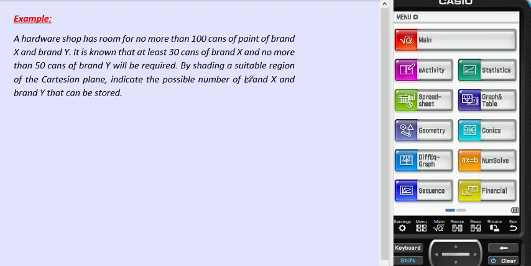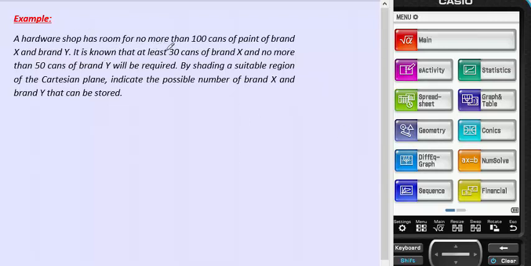This question is asking us to put together some feasible regions on the calculator, or not necessarily on the calculator, but we will. Now, we've got a practical situation, and so we need to start thinking about how we turn a practical situation into this graph. So first of all, there are a few rules here.